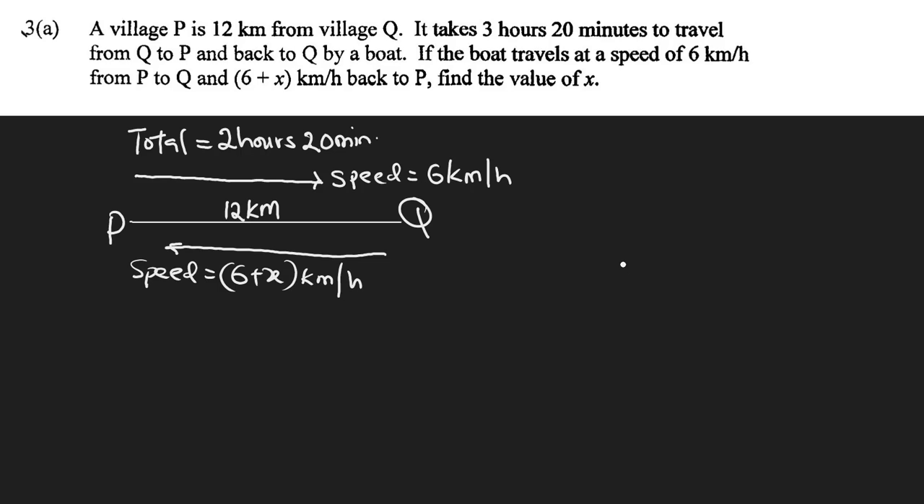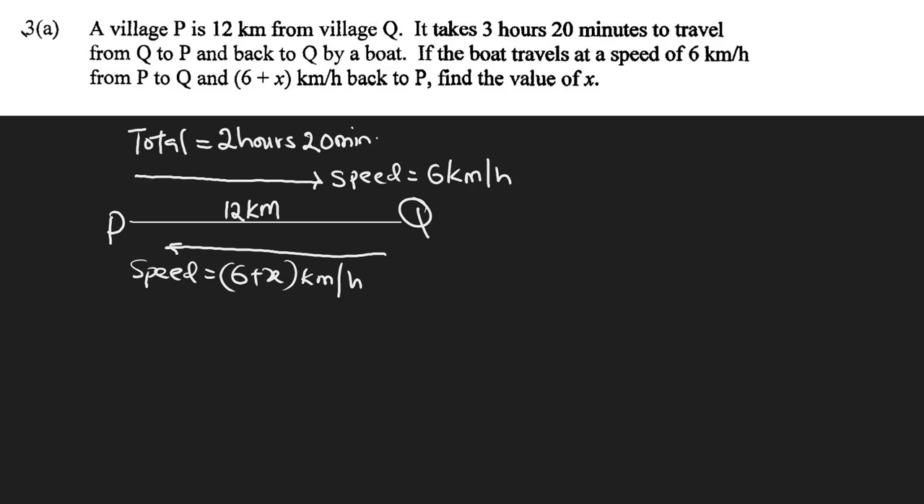After getting it, then you subtract it from this total time. If you subtract it, the remaining one now will be the time it took the boat to return from Q back to P, right? And with that one, we'll be able to get our X. I don't know whether you understand it.